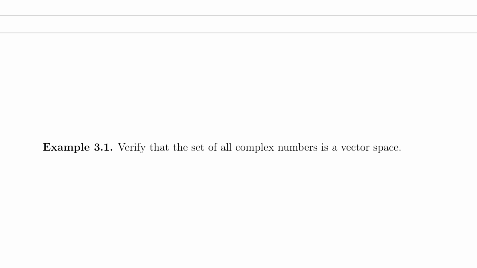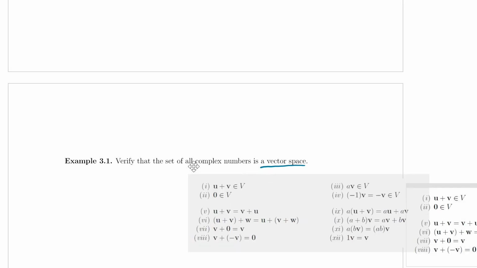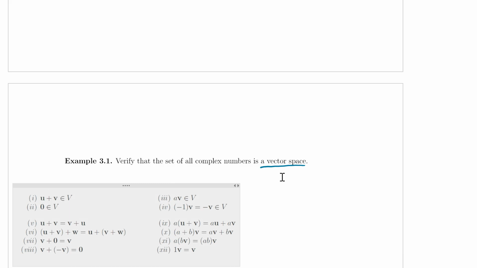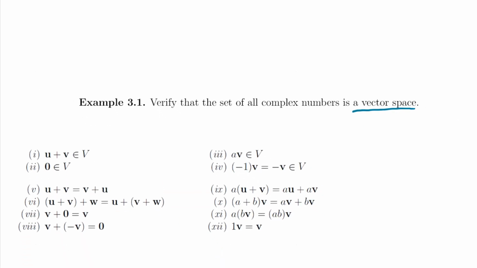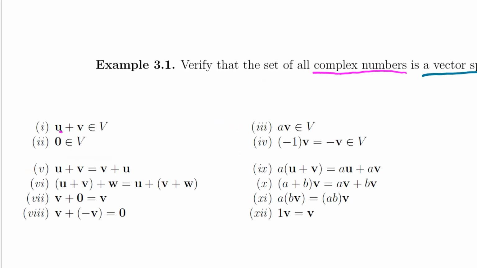vector space. To check that something is a vector space, all I have to do is check it against the 12 properties that I have. As long as the set of all complex numbers has all these 12 properties, then it's going to be a vector space. So let's look at them one by one. For the first one, if I add two complex, so my u and v now here, it's not a vector in your usual sense, it's going to be a complex number.